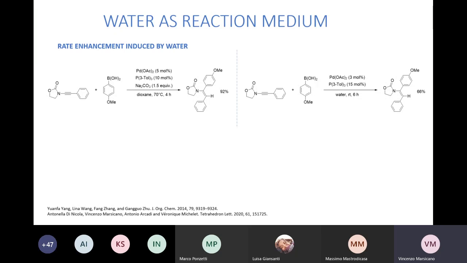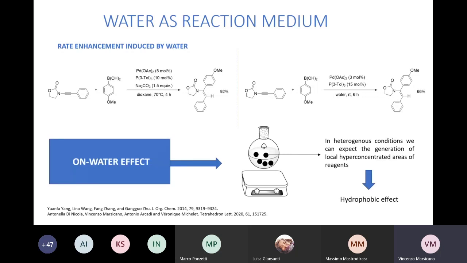The reason for this rate enhancement has been attributed to different types of factors, but the main effect used to explain it is the on-water effect. We have to imagine that when performing our organic reaction in water, we have a biphasic mixture, in the sense that our organic molecules that are apolar do not solubilize in water. On the contrary, they tend to escape from water. They tend to aggregate, to concentrate, to come together, to reduce to a minimum the non-favorable interactions with water.